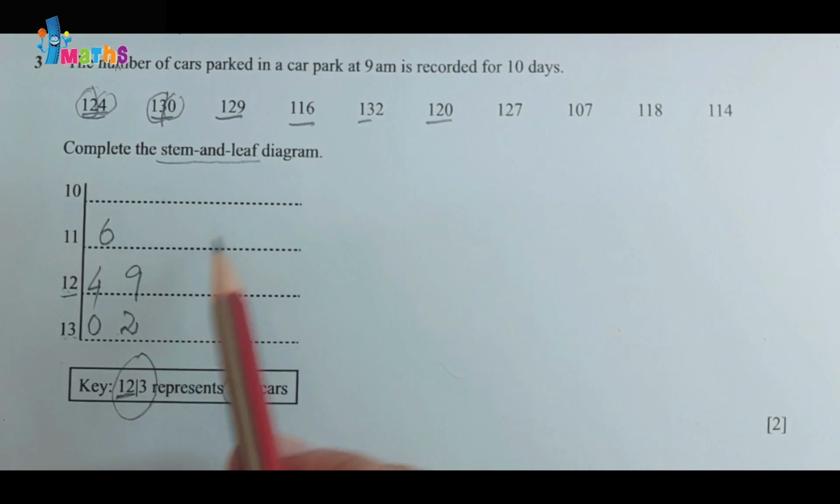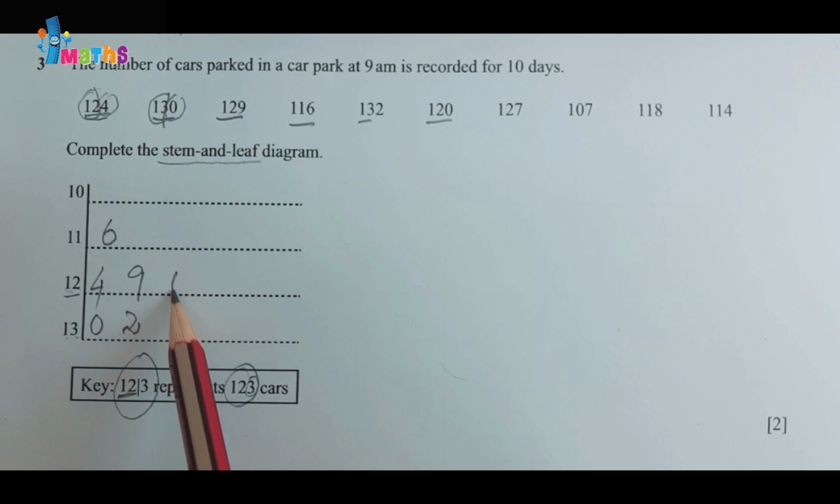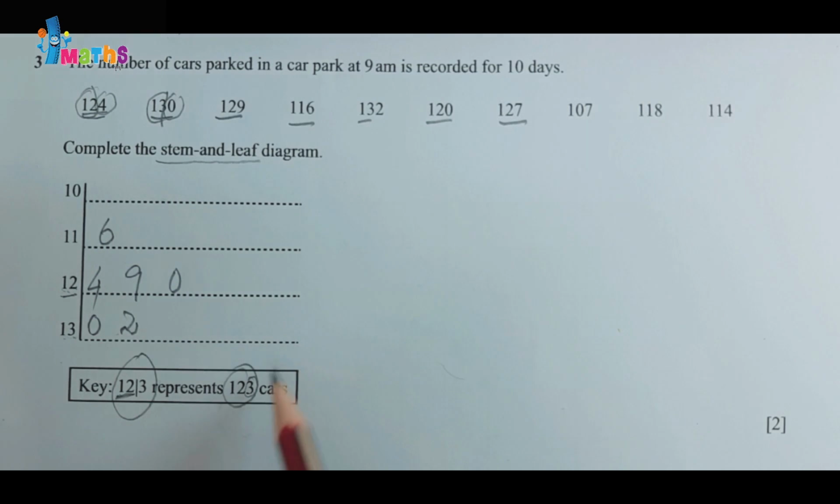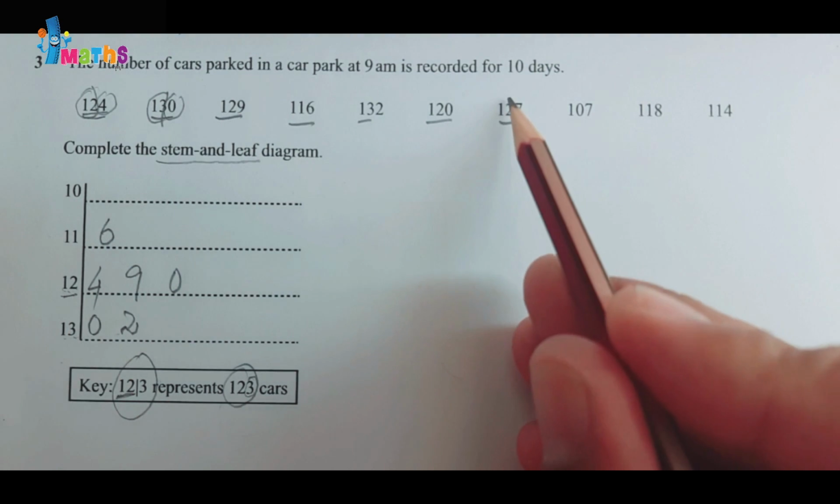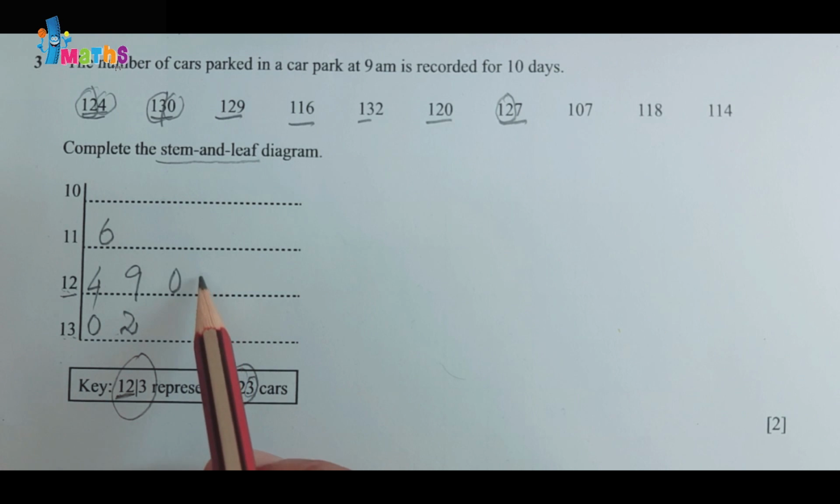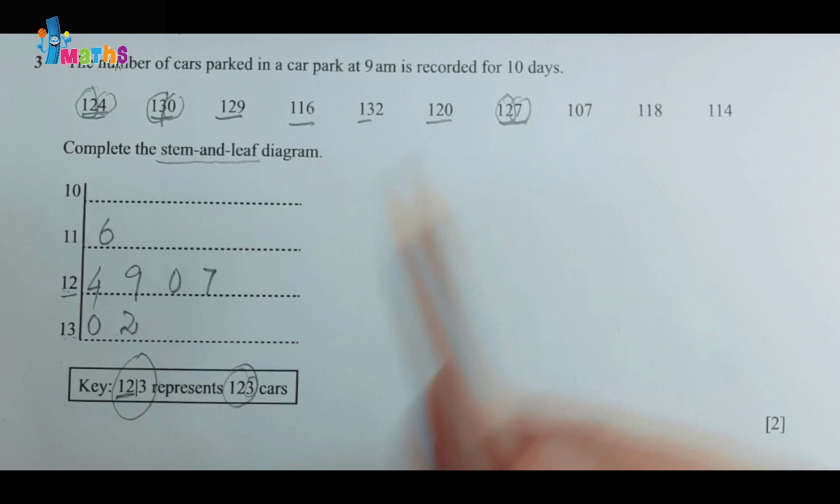Next number provided is 120. We will go to 12 and we will write here 0. Then 127, again 12, first 2 digits we are checking for, and we are writing here 7 because 3rd digit is 7.